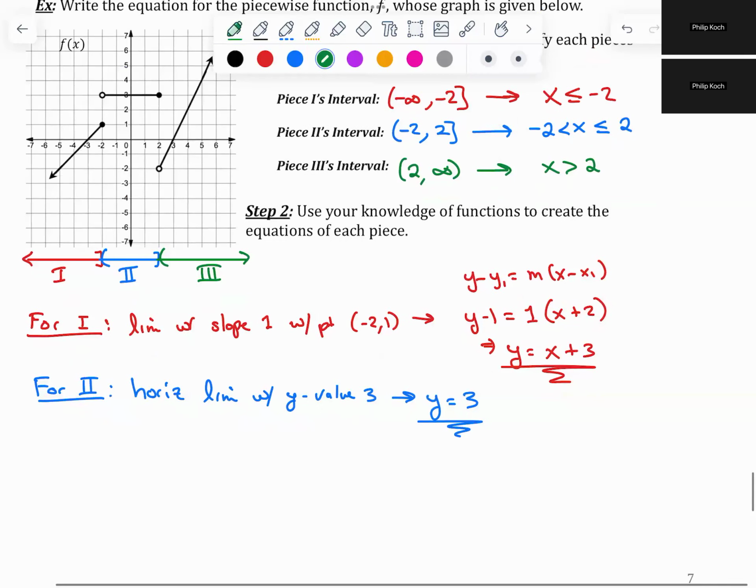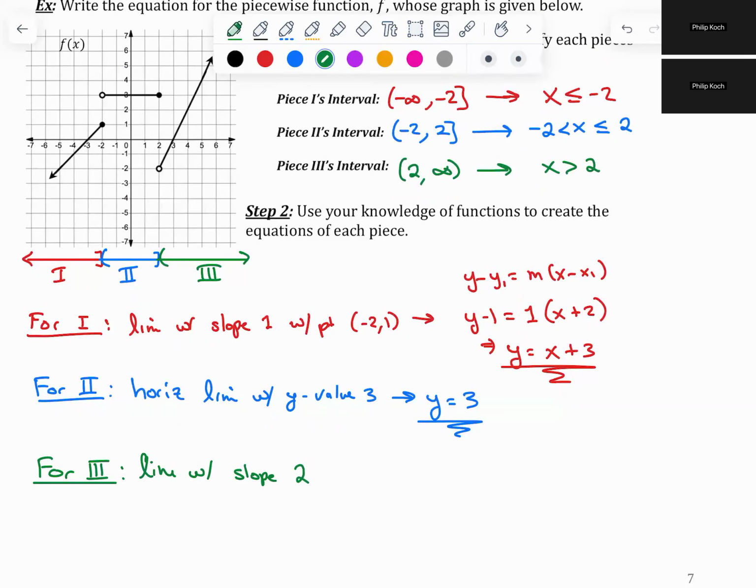Last but not least, for 3, it's a line with slope 2. Right? You can try and find any 2 points and try and connect them. It goes up 2 over 1, up 2 over 1, up 2 over 1, or you could do up 4 over 2. Either way, the rise over run should be 2 when simplified. And then you could use the point 3, 0.